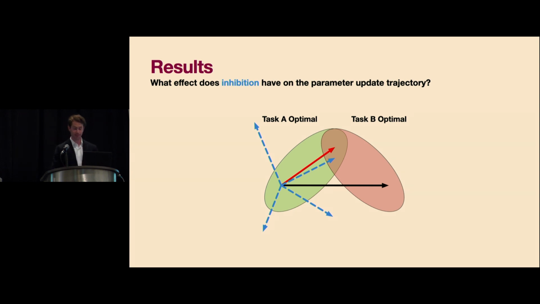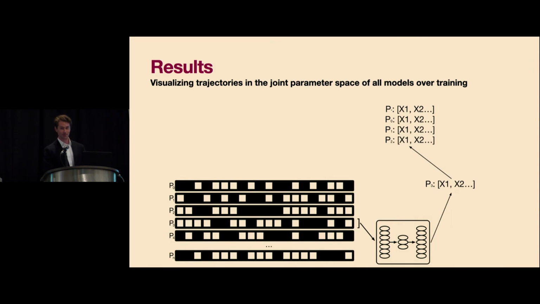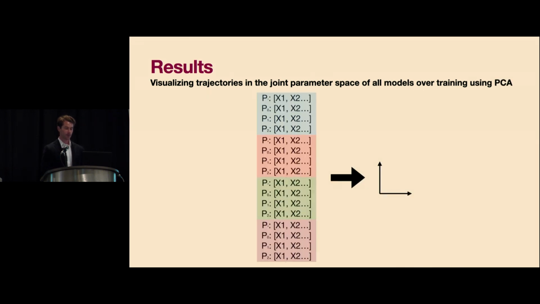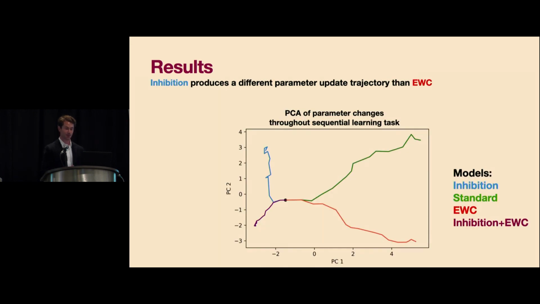To try to confirm that, we repeated the sequential learning task. However, this time, instead of evaluating learning performance and memory performance, we instead recorded the parameters of each model throughout training and then concatenated them together to constitute the high-dimensional joint parameter space of all models over training. We then applied principal components analysis to reduce this high-dimensional space into an easily visualizable two dimensions, and then we projected the parameter update trajectories of all models into this space in order to compare them. And this is what we saw.